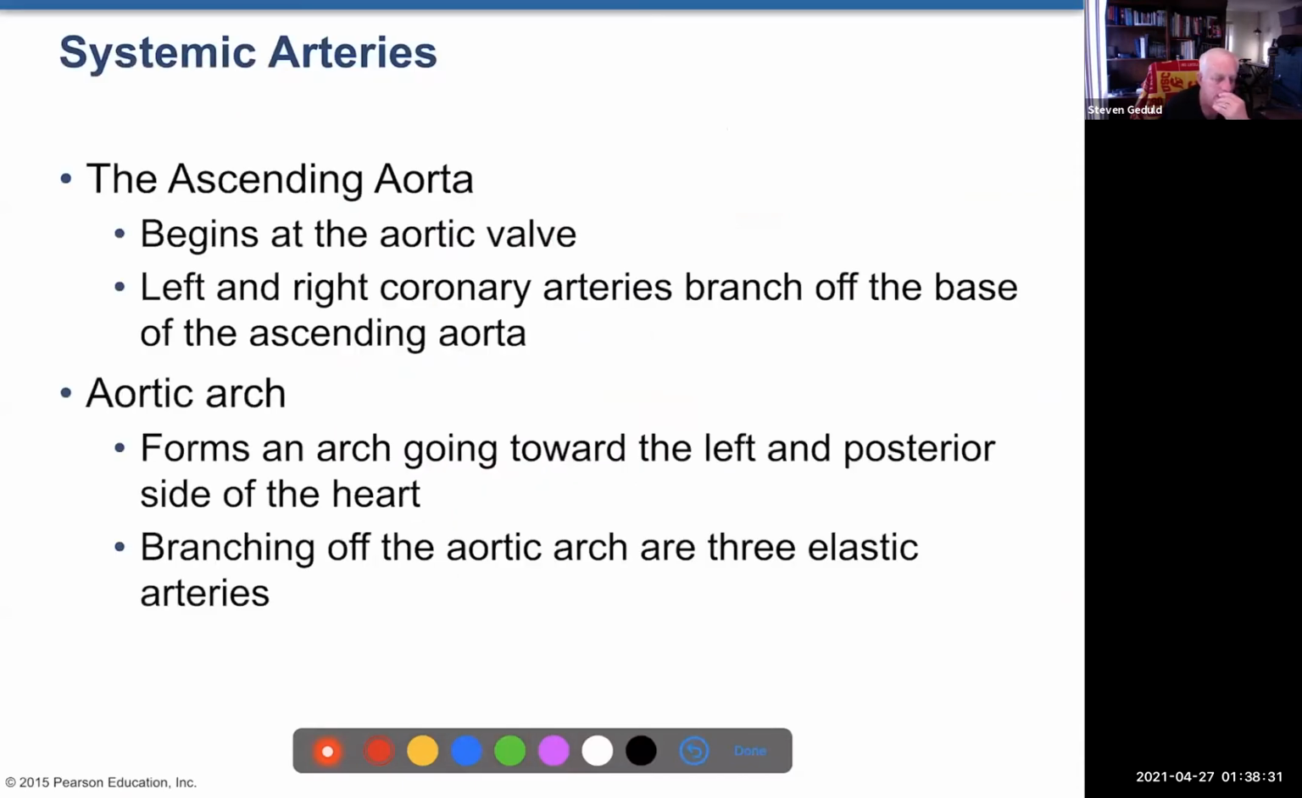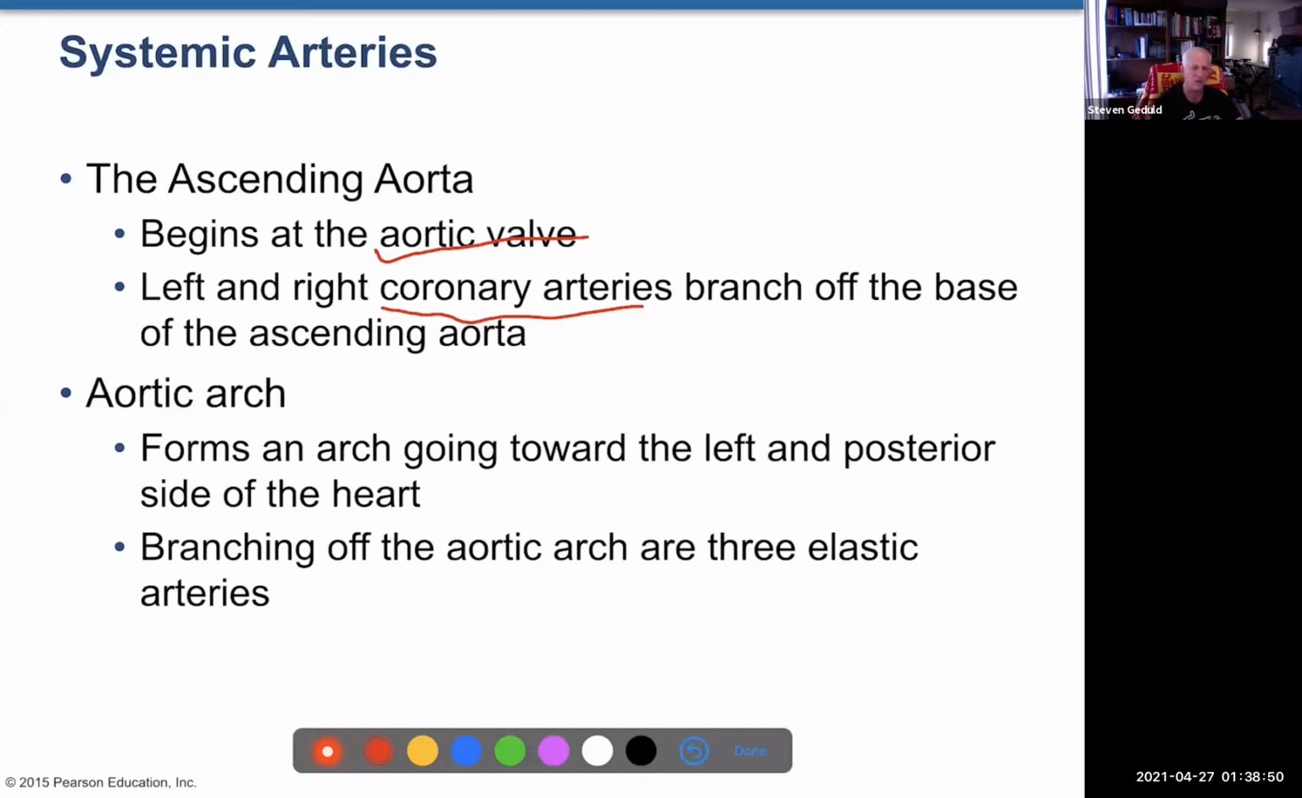Okay. So the ascending aorta begins at the aortic valve, the semilunar valve. You get left and right coronary arteries branch off the base of the ascending aorta. They go right to the heart to provide blood to the heart muscles to keep the heart going.